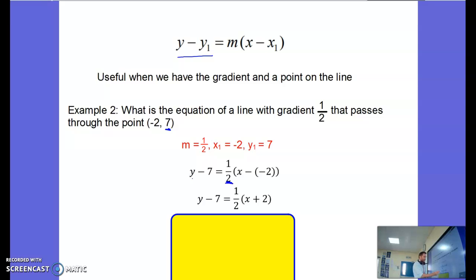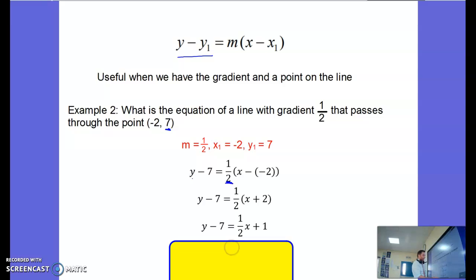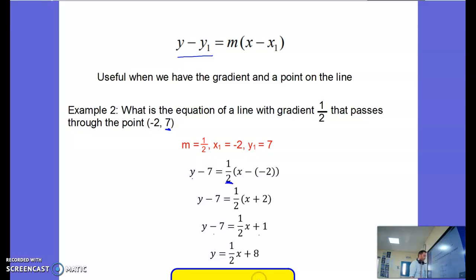Now we're going to expand the brackets, and we get half times x is half x. Half times 2 is going to be 1. And then we just tidy up. The last thing we do is we get rid of the minus 7 by adding 7 to both sides. So I add 7 here, and I end up with y equals half x plus 8. So that is a line with a gradient of 1/2 and a y-intercept of 8. Okay? So that's it. Be careful with your negatives.